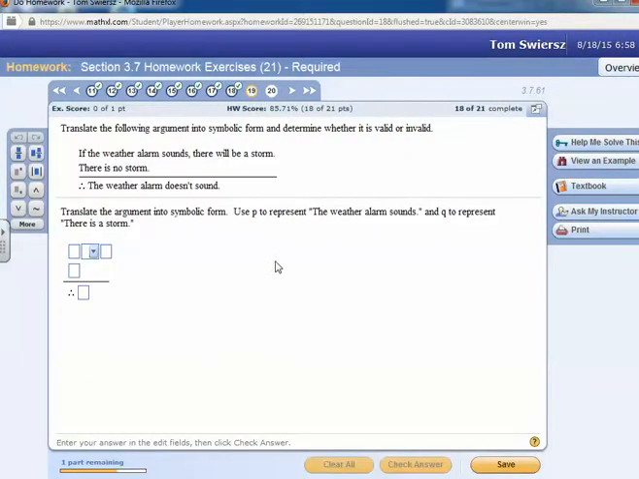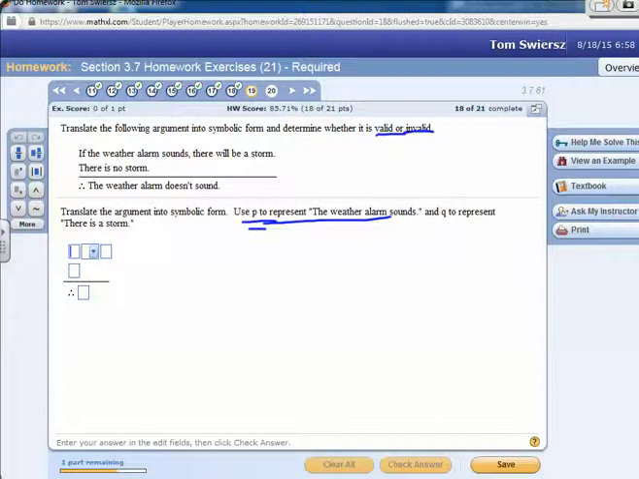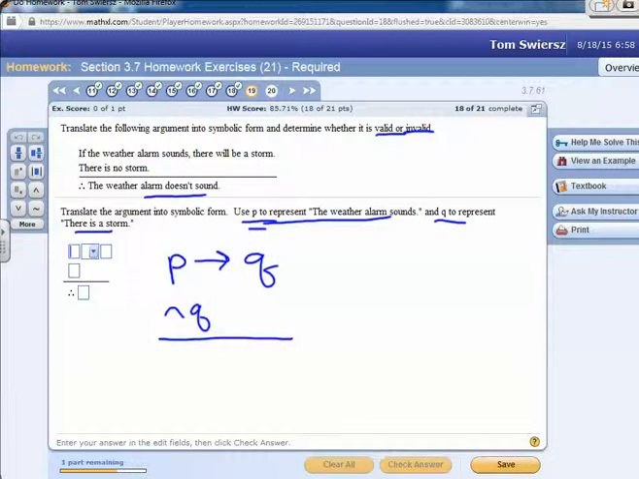Very good. Let's look at number 19. Similar problem, translate the following into symbolic form and determine whether it is valid or invalid. If the weather alarm sounds, which is P, right? Use P, the weather alarm sounds, so it's an if then, so a right arrow, there will be a storm. Q represents there will be a storm. There is no storm, so obviously that's the negation of Q, right? No storm. Therefore, the weather alarm does not sound, which is not P.